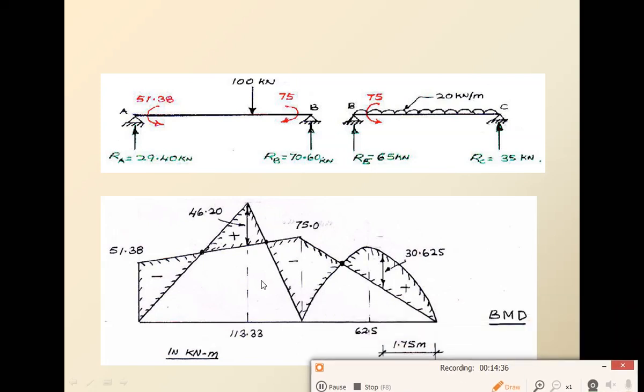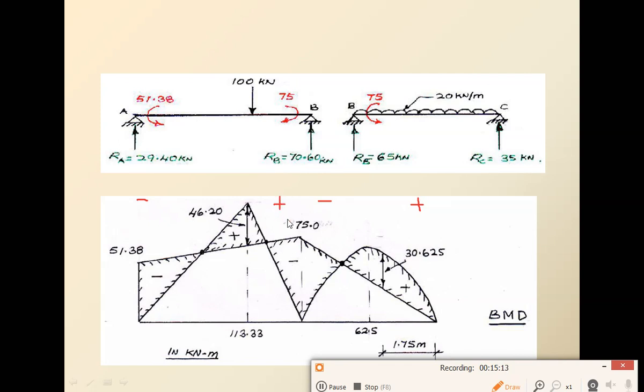So how to draw this final bending moment diagram? First you have to superimpose the simply supported moment diagram onto the fixing moment diagram. First you have to draw the fixing moment diagram. So the fixing moment diagram is negative, that you have to draw above the datum. For example, support A, it is minus 51.38, so you draw it above the datum.